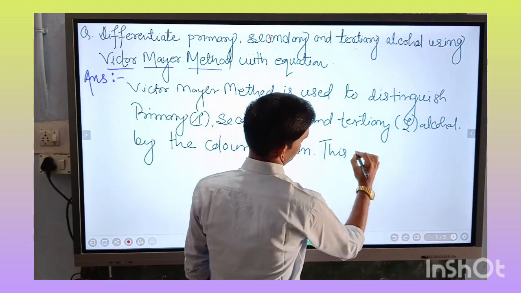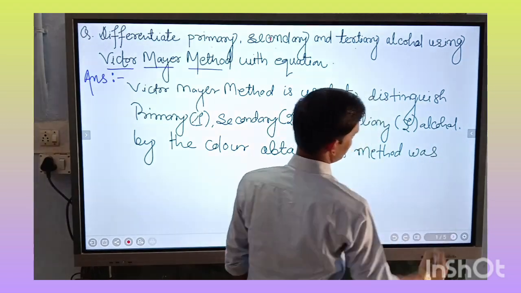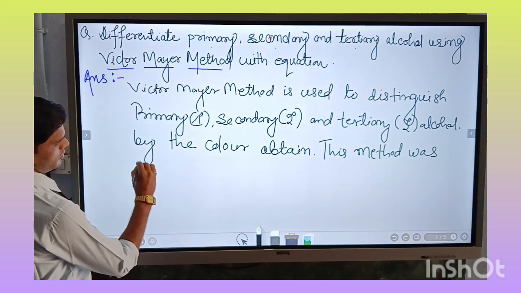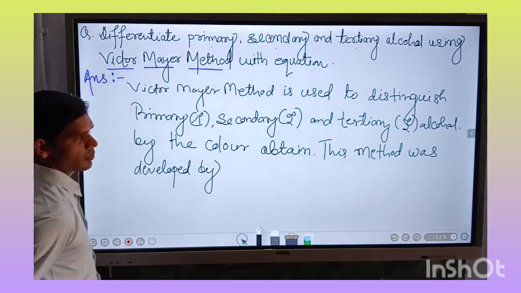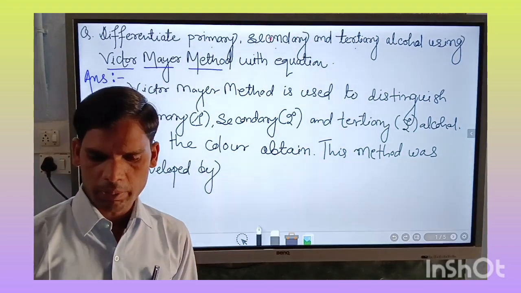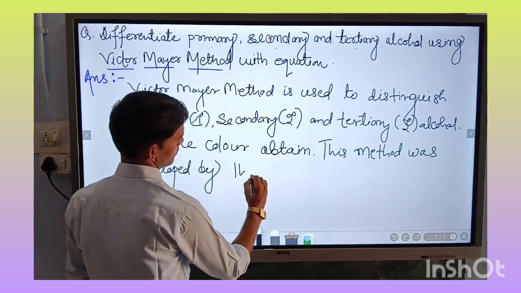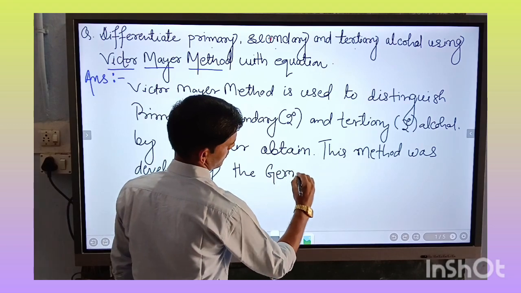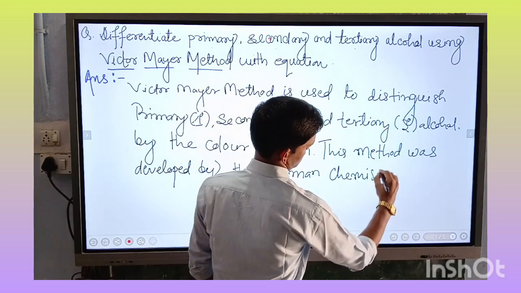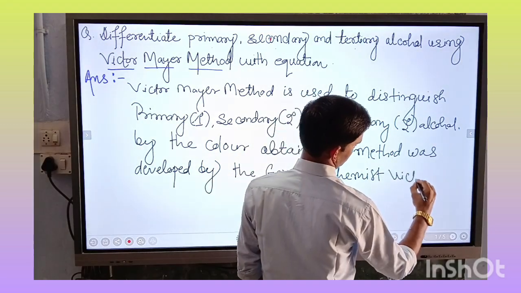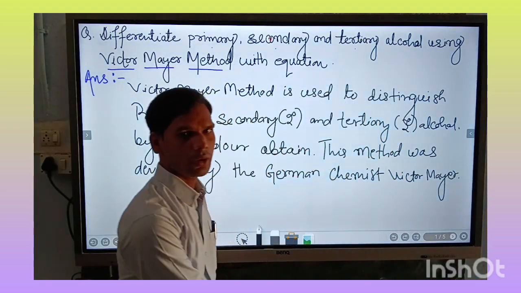This method was developed by German chemist Victor Meyer.